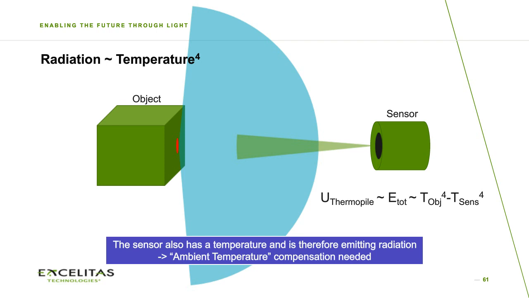So this is the ambient temperature compensation we're talking about, which is necessary for thermal sensors. And here you can see this compensation is written into the formula as a minus T to the power of 4 of the sensor. So the sensor temperature, again, needs to be understood.